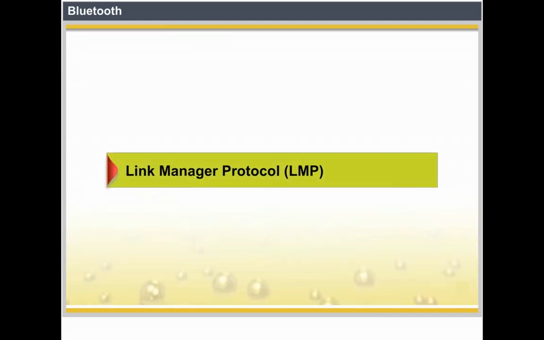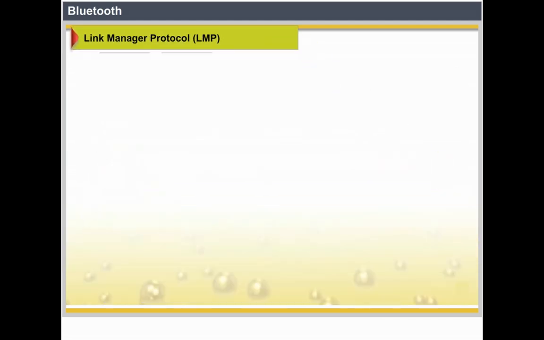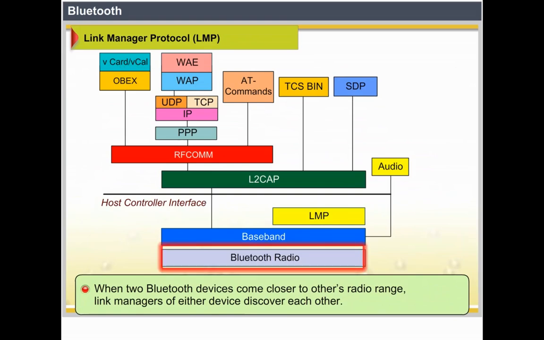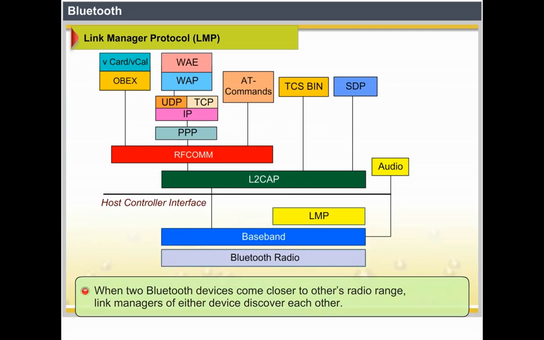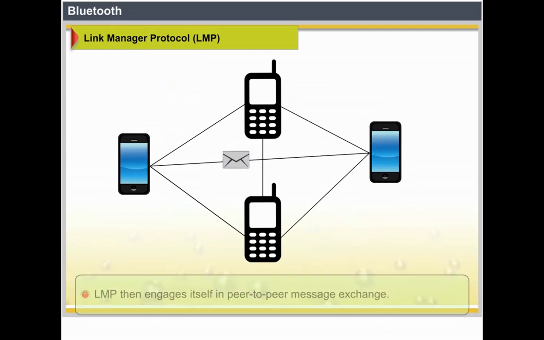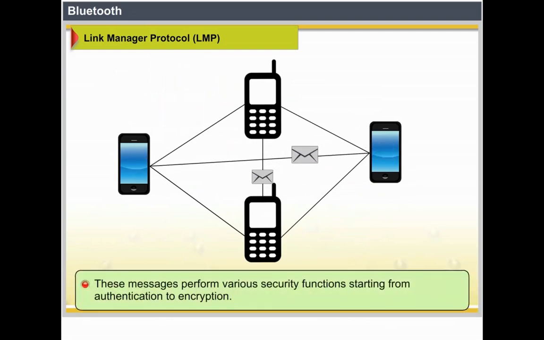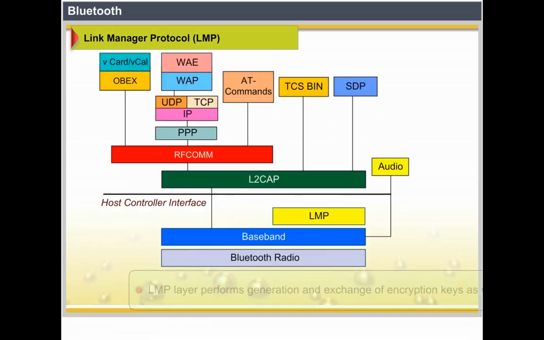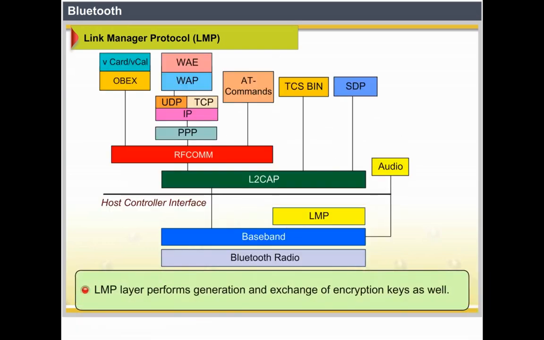Link Manager Protocol, LMP. When two Bluetooth devices come within each other's radio range, link managers of either device discover each other. LMP then engages itself in peer-to-peer message exchange. These messages perform various security functions starting from authentication to encryption. LMP layer performs generation and exchange of encryption keys as well.